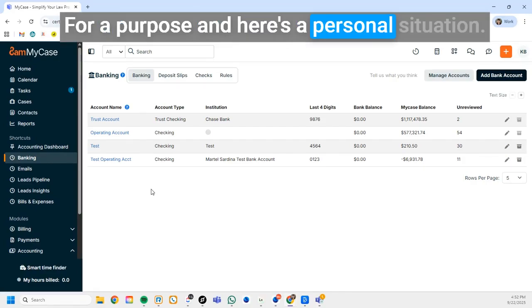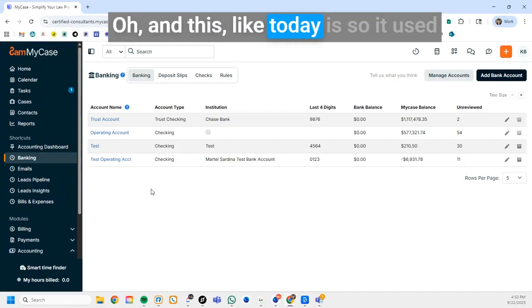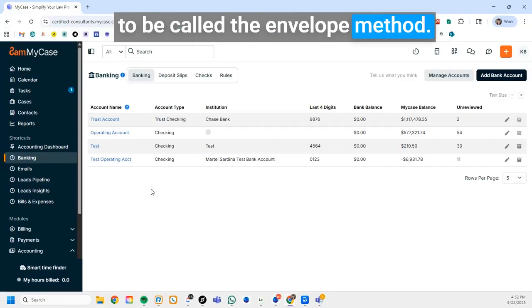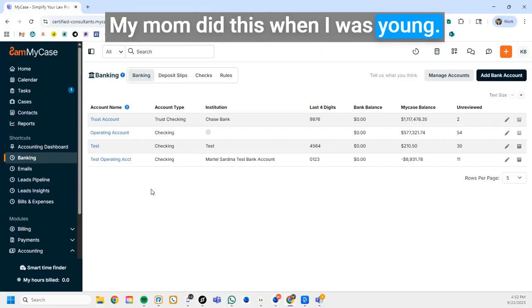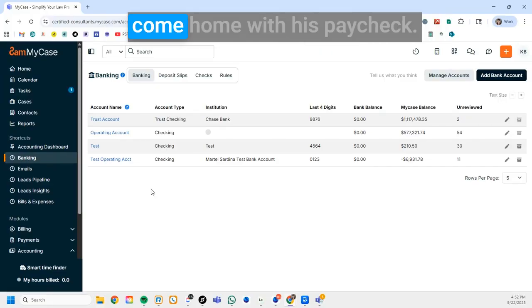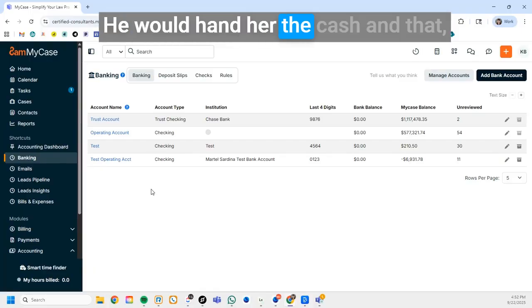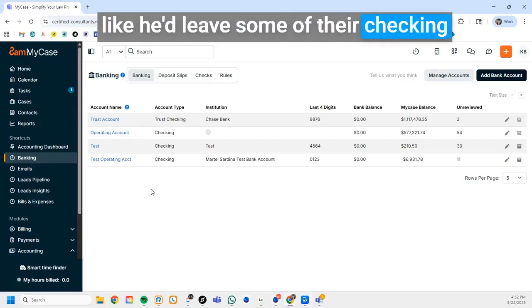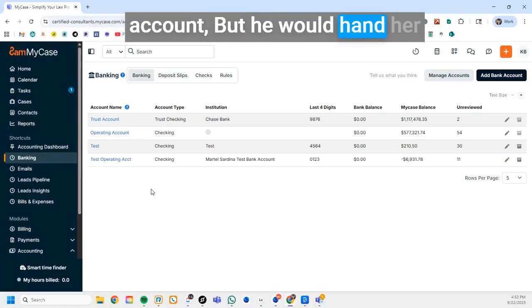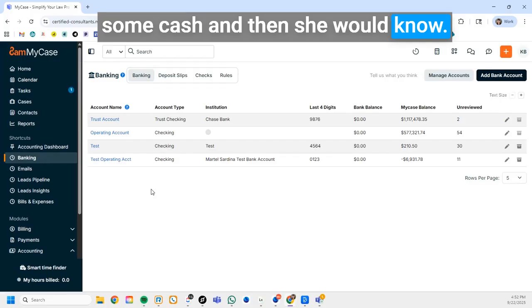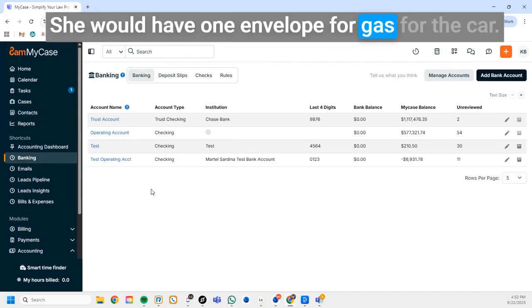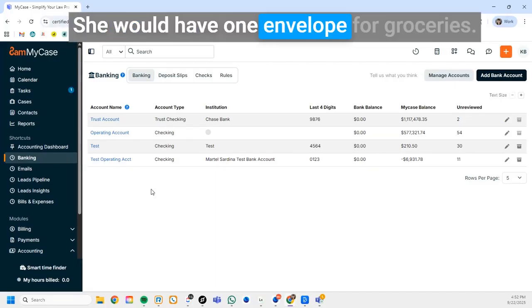And here's a personal situation. It used to be called the envelope method. My mom did this when I was young. I can remember my dad would come home with his paycheck. He'd leave some in their checking account, but he would hand her some cash, and then she would have one envelope for gas for the car. She would have one envelope for groceries.